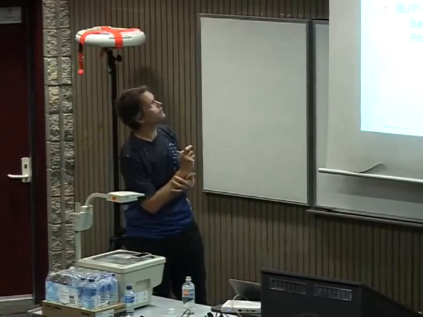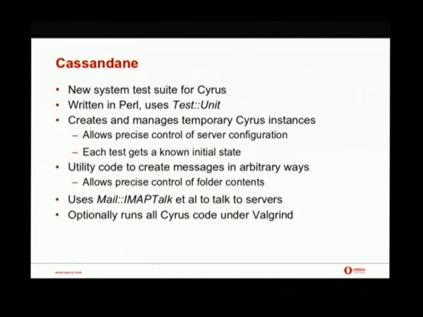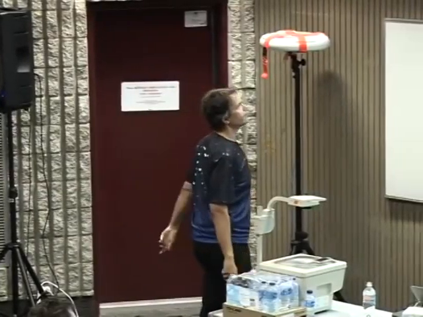The Perl test unit framework, we use this for our system tests. It's a lot better, but we still have to do some work on it. But as I said, if you start with somebody having written most of it for you, you win. Cassandane is a thing that I spend an enormous amount of time on. It's our system test suite for Cyrus, which didn't exist until I came along, because there were no system tests for Cyrus. It's written in Perl, and it uses test unit.